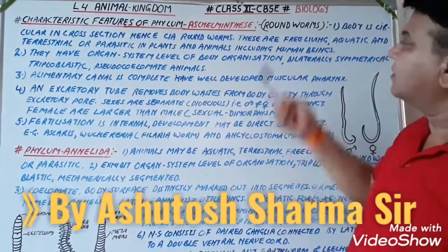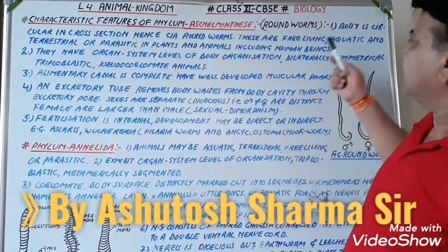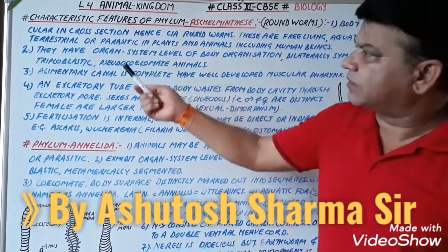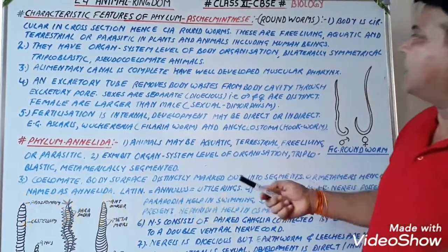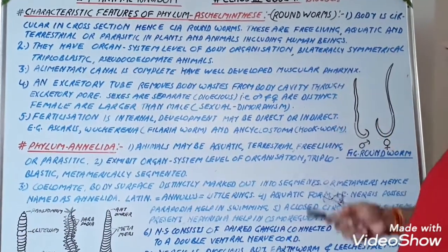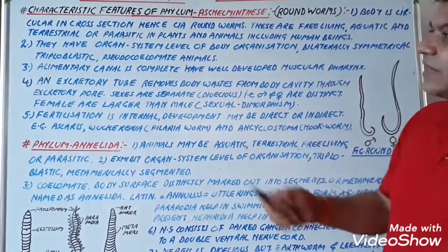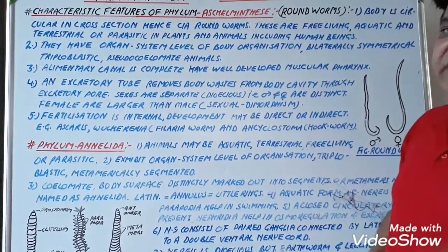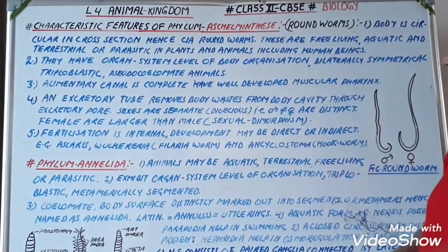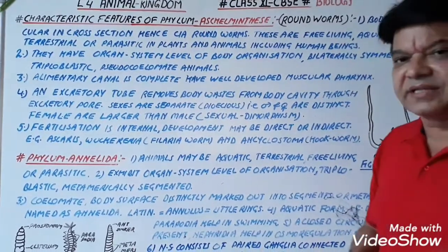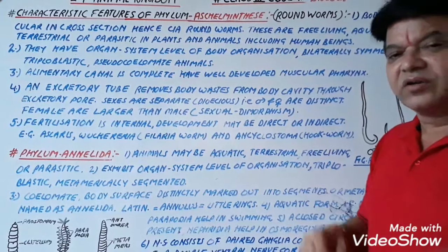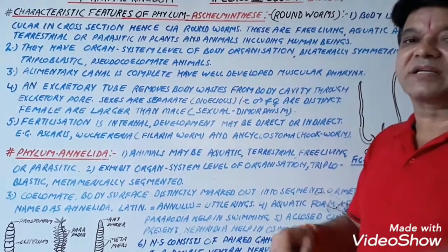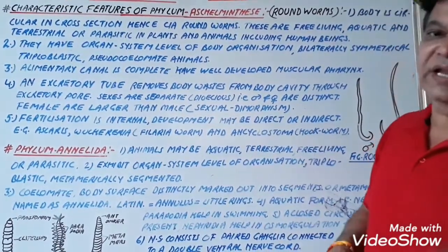These are also known as roundworms because the body is circular in cross section, hence called roundworm. The animals are free living, aquatic and terrestrial, as well as parasitic in plants and animals, including human beings. So we can say that animals of this phylum may be parasites on human beings as well as in plants and all other kinds of animals.